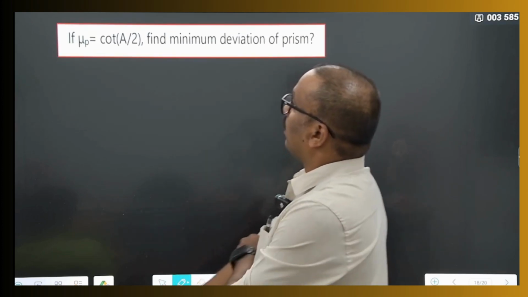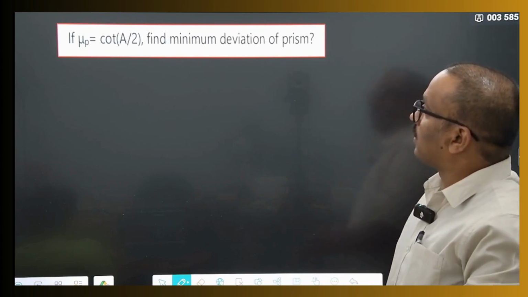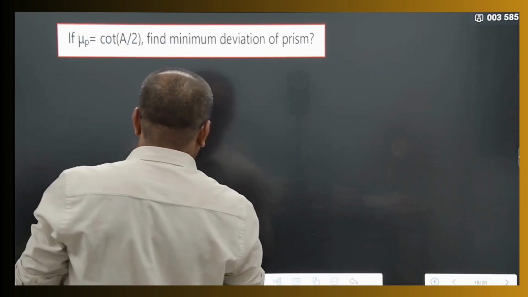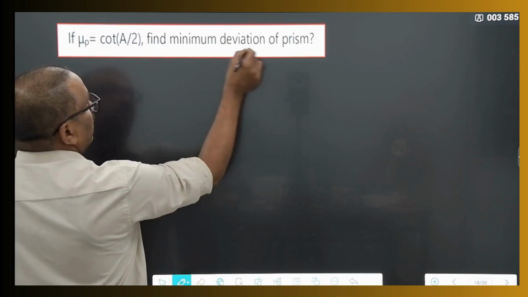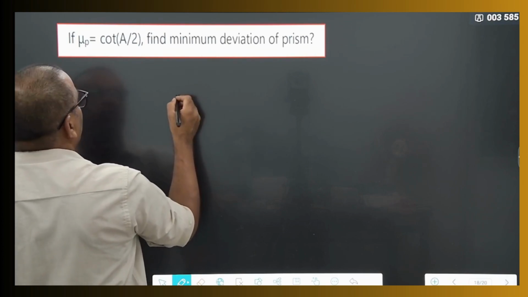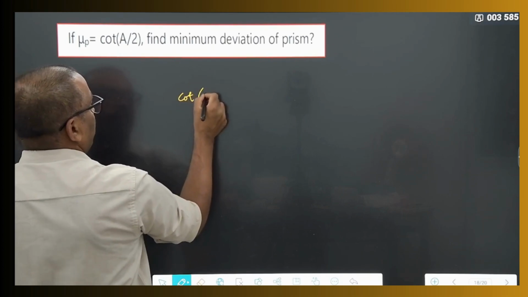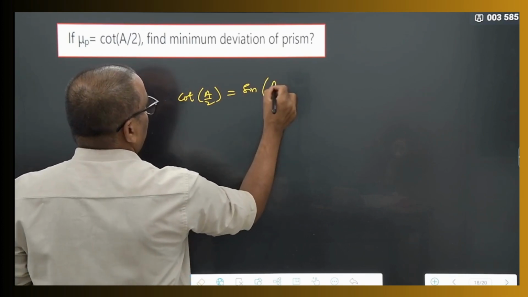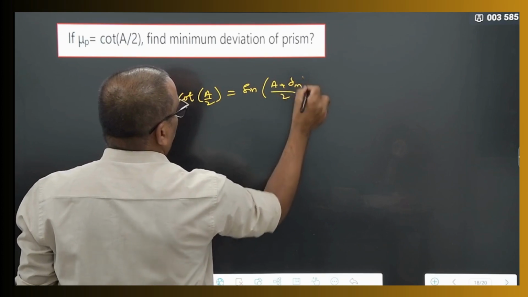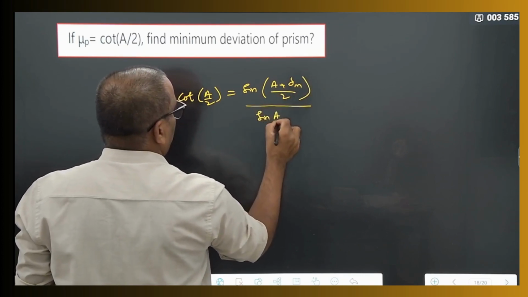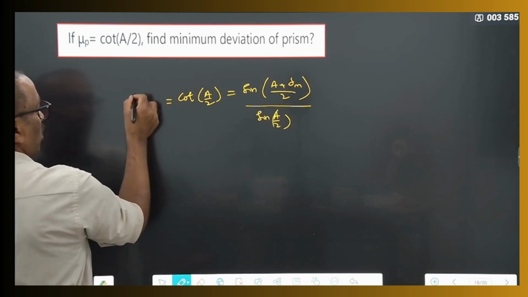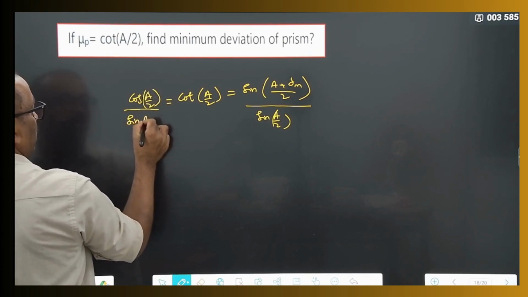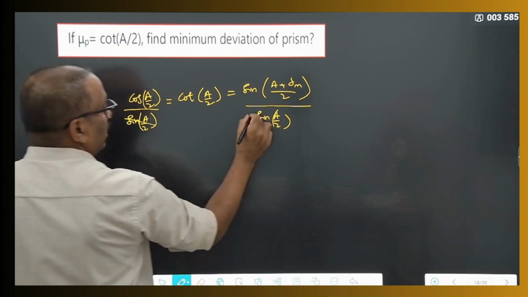If the refractive index is given as cot of A by 2, find the minimum deviation of the prism. So the refractive index is how much? Minimum deviation is being asked, no? So you know the formula, the refractive index is cot of A by 2, therefore sine of (A plus delta m) by 2 divided by sine of A by 2. Cot A by 2 means cos of A by 2 by sine of A by 2. Clear? This will cancel here now.